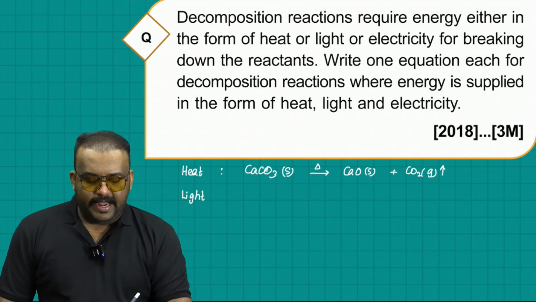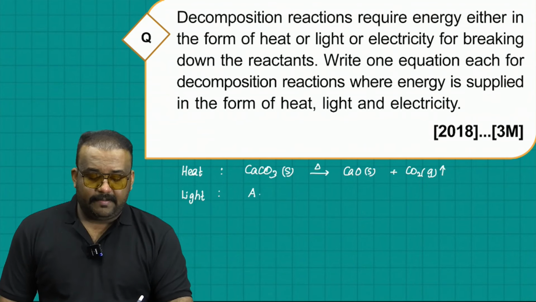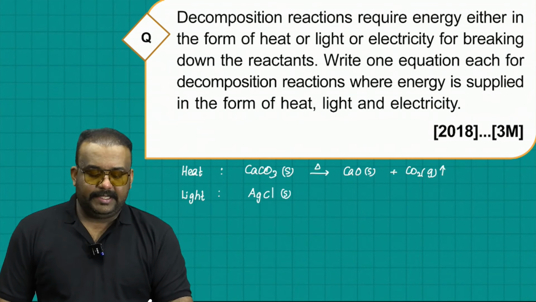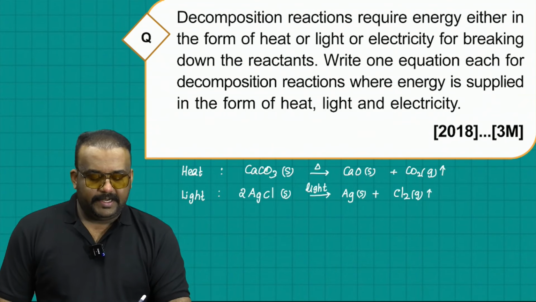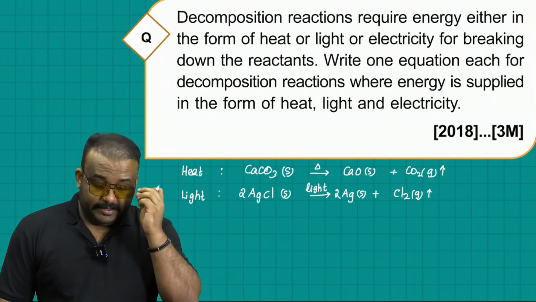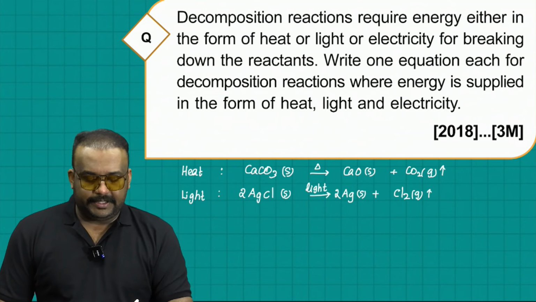Then similarly, with the light, when light falls on silver halides, we can quote that example, say for example, AgCl. AgCl is a white colored solid. So this white colored solid, on exposure to light, so on top of the arrow we can write light, it will form Ag plus Cl2. Ag is in the solid state and chlorine is a gas which will escape. So the balanced equation is 2AgCl giving 2Ag plus Cl2. This is the photolytic decomposition or light induced decomposition.